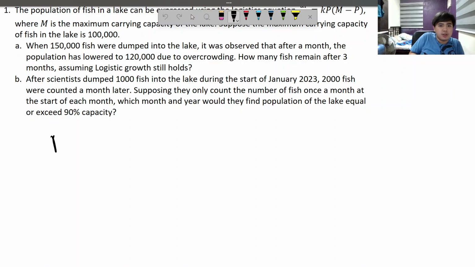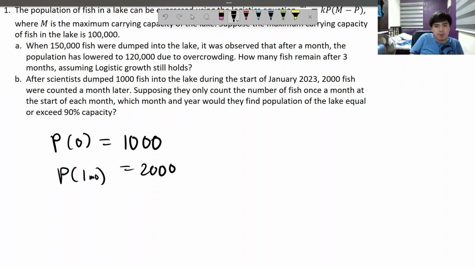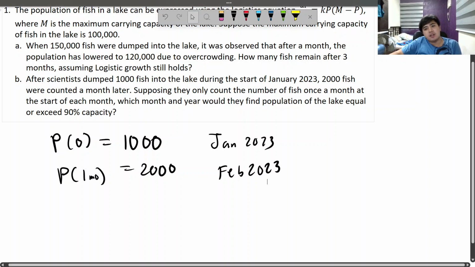So let's write the parameters. At the initial P of 0, there are 1,000 fish. A month later, 1 month, there are 2,000 fish. Remember the timeline. This is January 2023. This is February 2023. They check the amount of fish after each month.